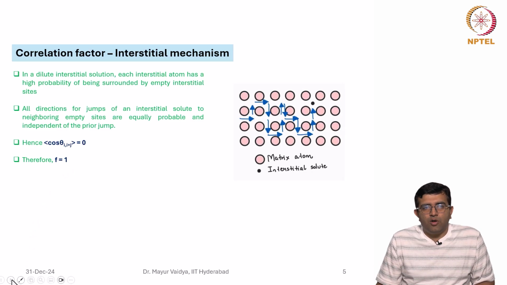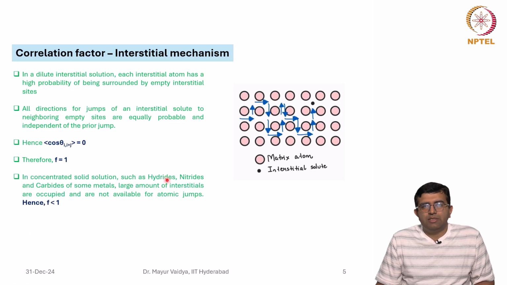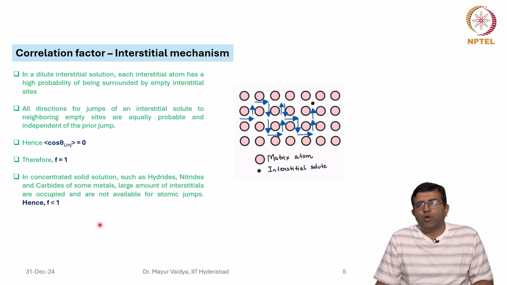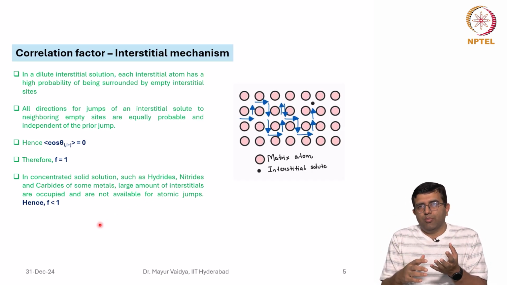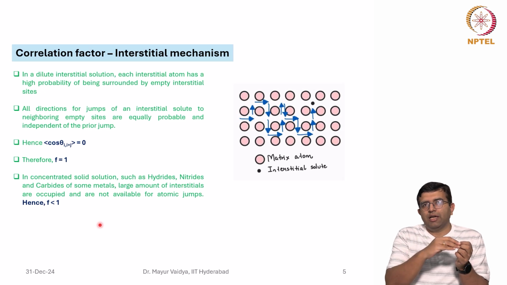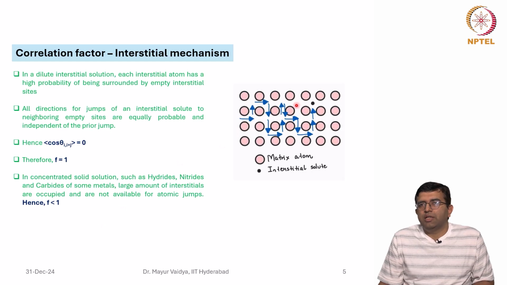Now, if they are concentrated solid solutions such as hydrides, nitrides and carbides of some metals, then the concentration of the interstitials is large, and therefore, not all the interstitials are available for the solute to make a jump. In such a case, again, like I showed you in the previous analogy, once let us say this atom has jumped, then it has left an interstitial site empty here. So the reverse probability increases, and therefore, the f will be less than 1.